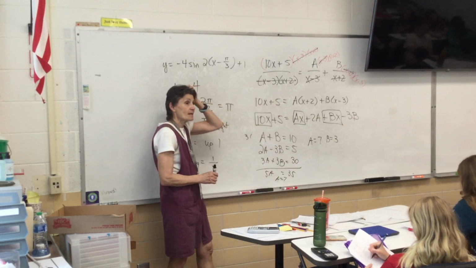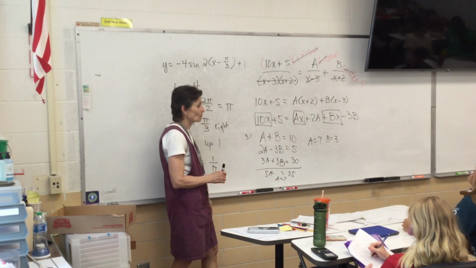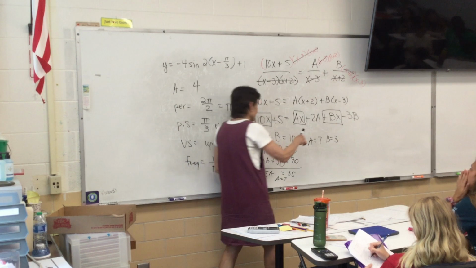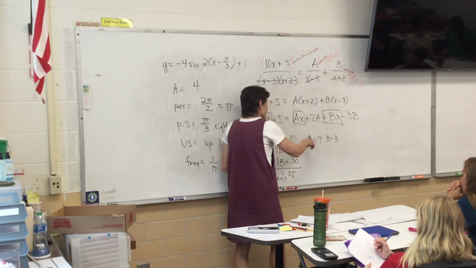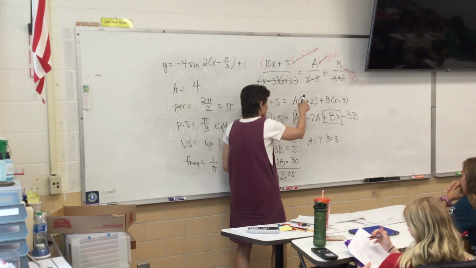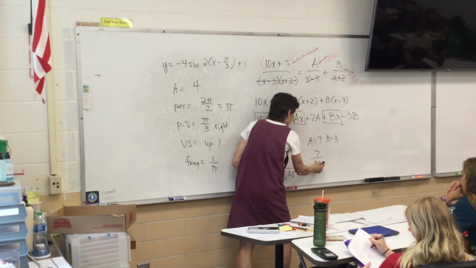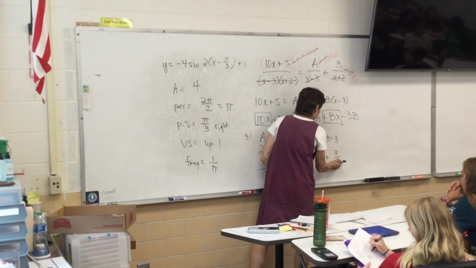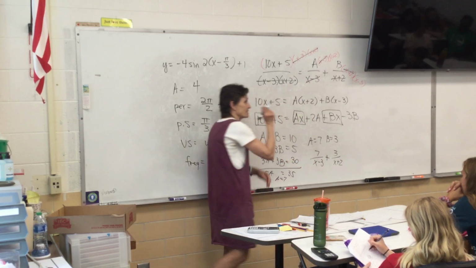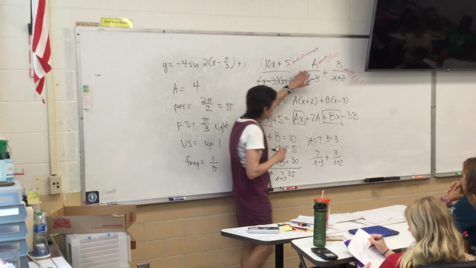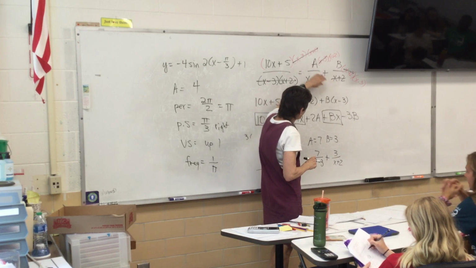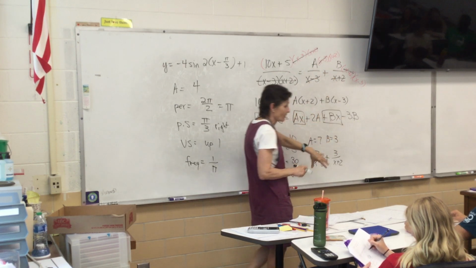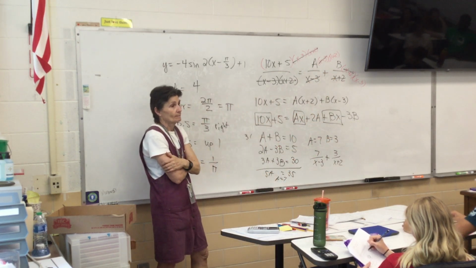Now remember, this is not multiple choice, so you have got to write an answer. This is not your answer. Your answer is the fractions. So 7 over x minus 3 plus 3 over x plus 2. That is the answer. Put your A back over what it was over, and your B back over what it was over, and that's the answer to the question.